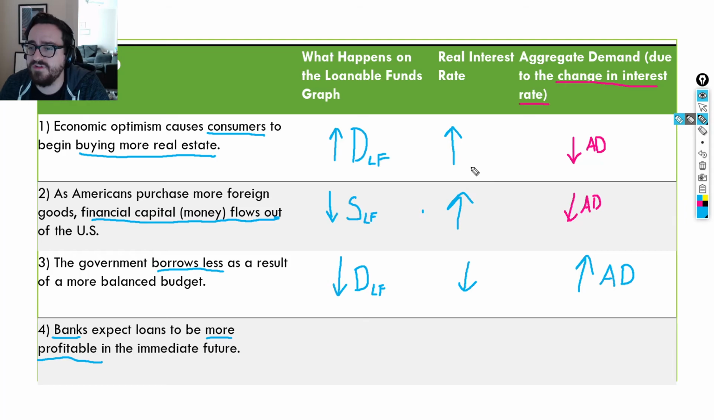Okay. Well, if I'm a bank and I think loans are gonna be more profitable, what am I gonna want to do? Lend more. Cool. Lending, supply curve, more, increase. So increase the supply of loanable funds.